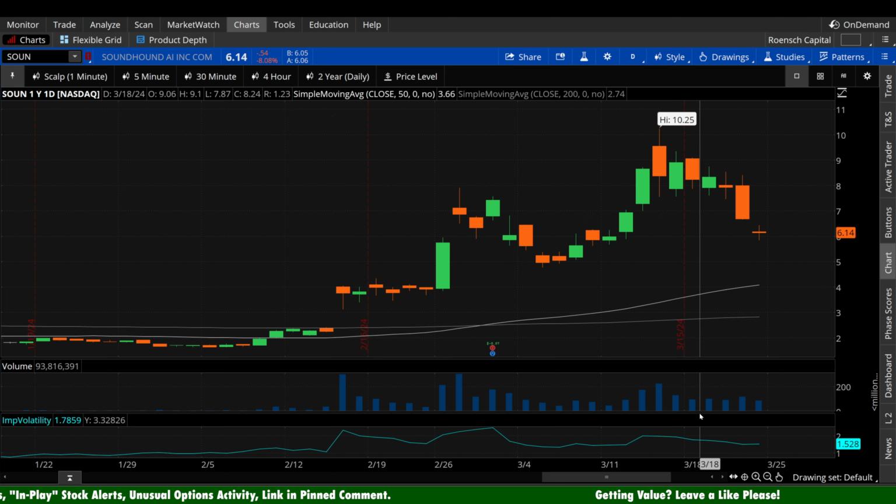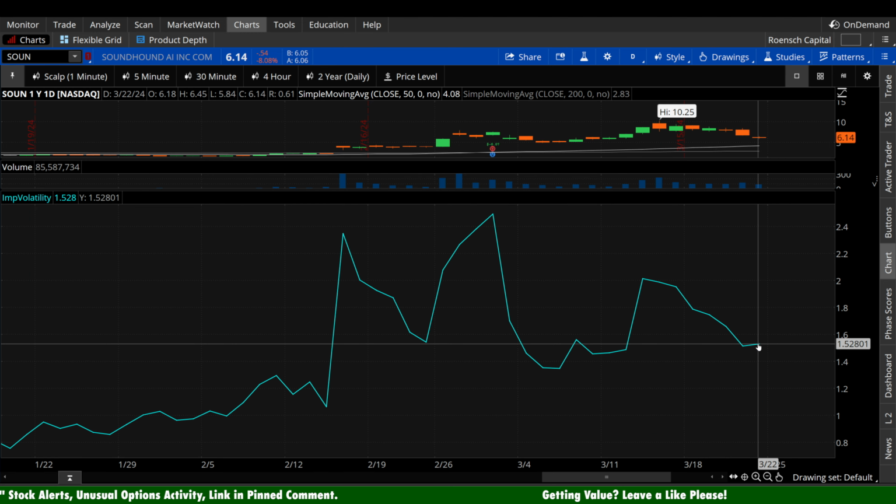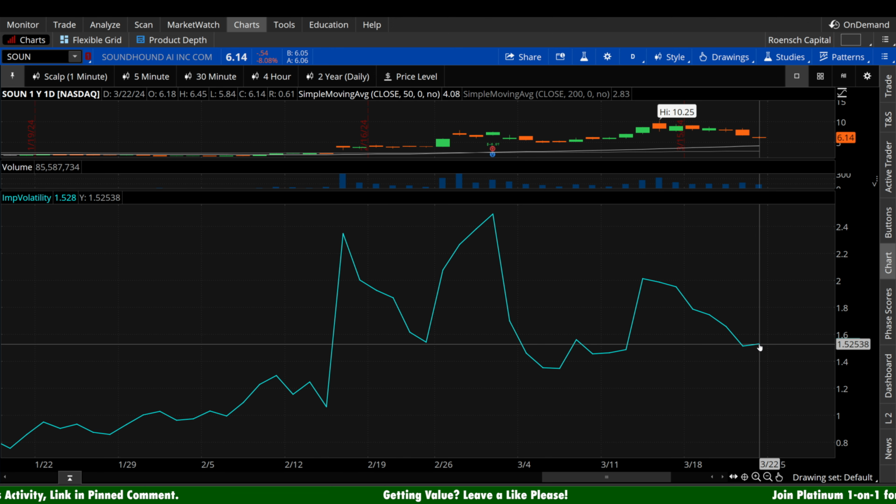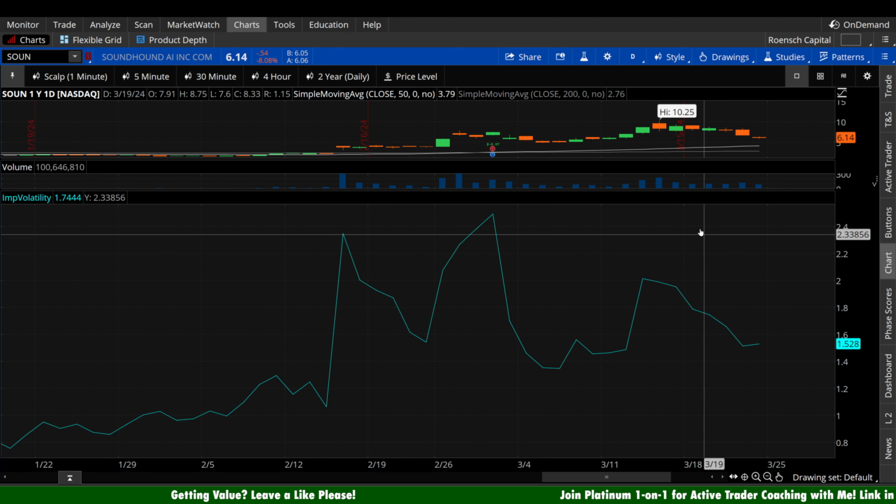Now, implied volatility here on SoundHound is currently sitting in about the mid-range. Again, just remember, the higher IV goes in comparison to your relevant trade or intended trade time frame, the higher the risk of potential IV crush. And the lower IV goes, the more favorable conditions become for new options buyers to step in.